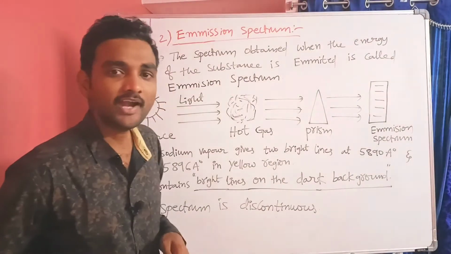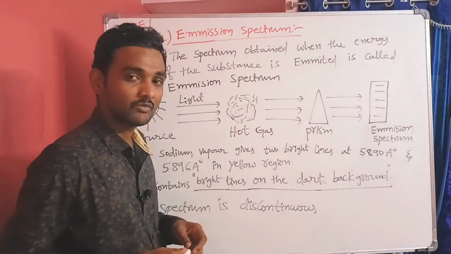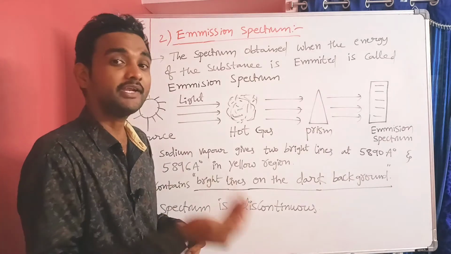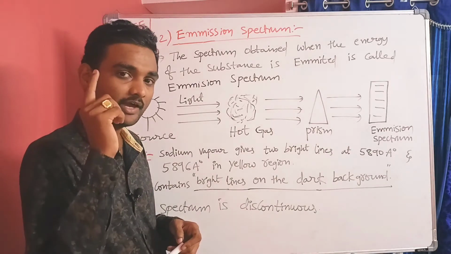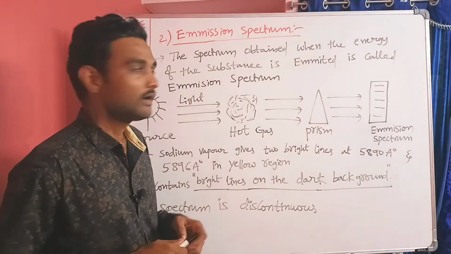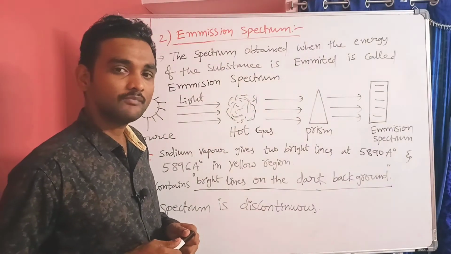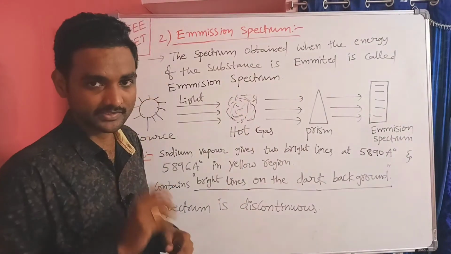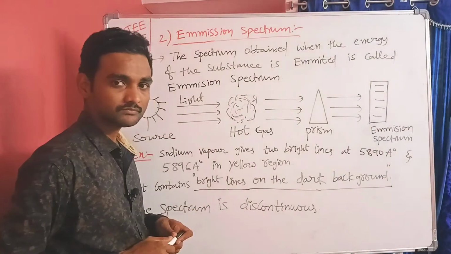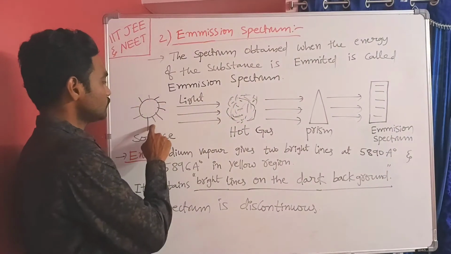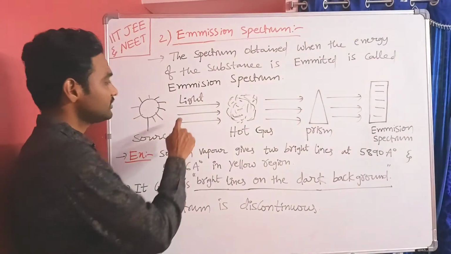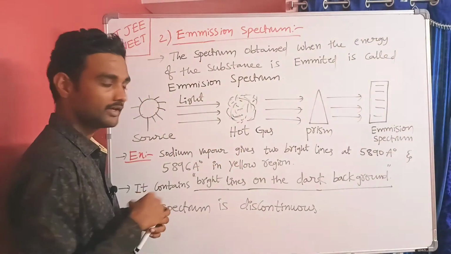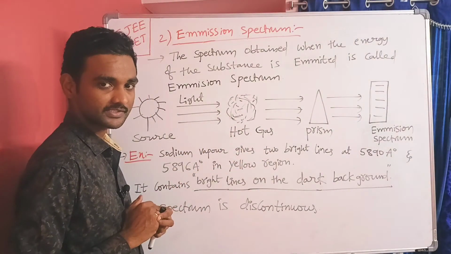Okay. Next, the second one let me explain, that is emission spectrum. What is emission spectrum? The spectrum obtained when the energy of the substance is emitted is called emission spectrum. But absorption spectrum is obtained when the energy of the substance is absorbed. Here, emitted. That is the main difference. Next, this is the source. It will release light. Now this light I am sending through the hot gas, but in absorption spectrum I send it through the cool gas. Here hot gas. That is the main difference.